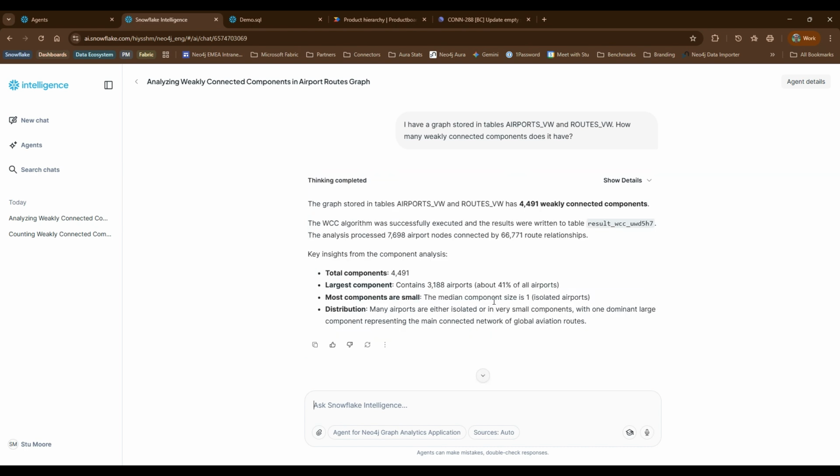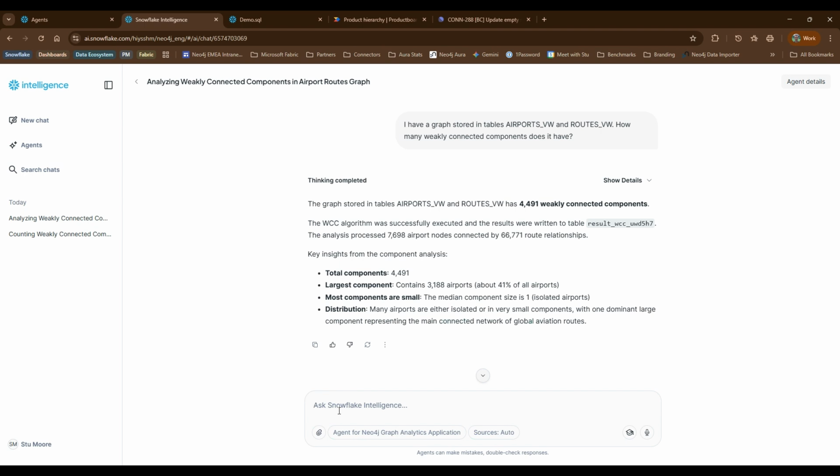So here we can see it's identified over 400 weakly connected components. A weakly connected component is a set of airports that are all connected to another set of airports via a flight, and then it's identified the distribution.